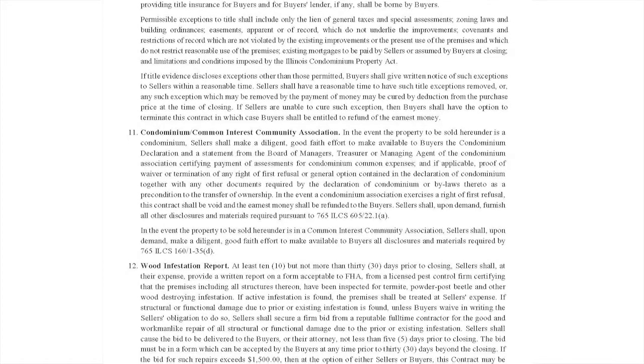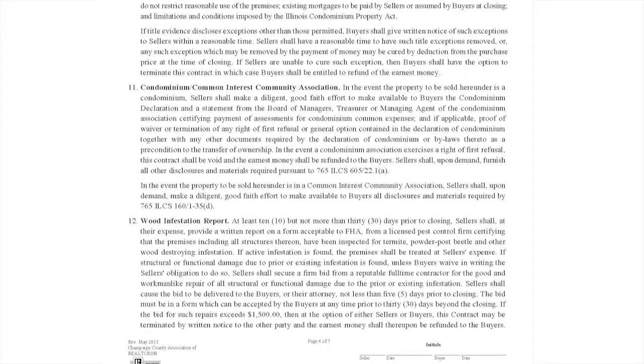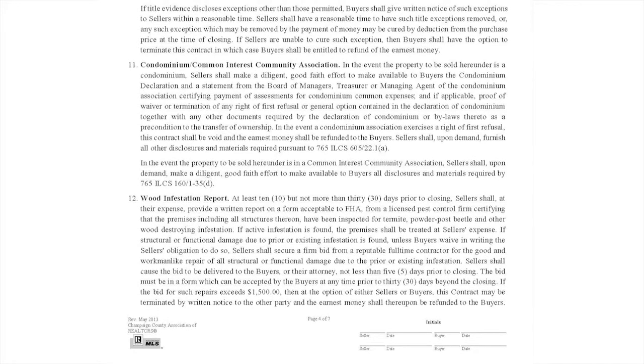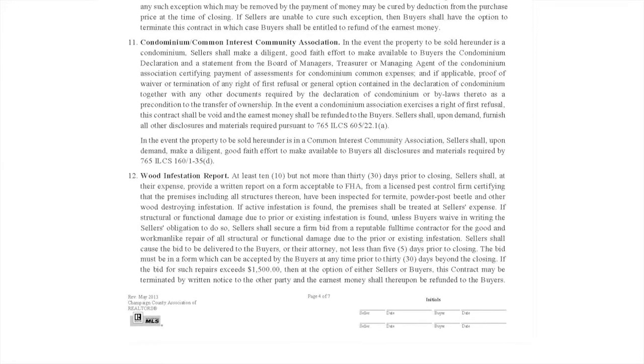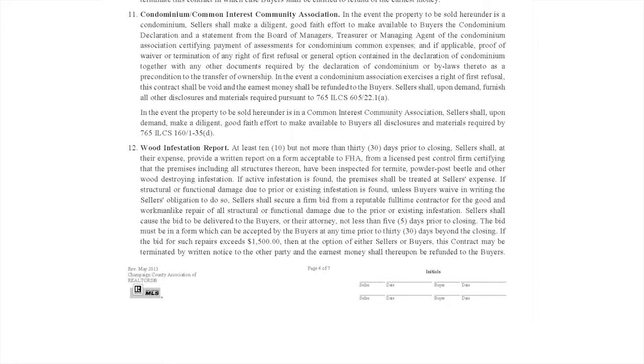We have, in the event the property to be sold hereunder is a common interest community association, sellers upon demand make a diligent good faith effort to make available to buyers all disclosures, but no major changes there. Wood infestation report has one sentence here. If there's a termite treatment necessitated because of an active infestation, treatment shall not be by in-ground or similar bait system without buyer's consent. Again, this was an attorney-driven change.